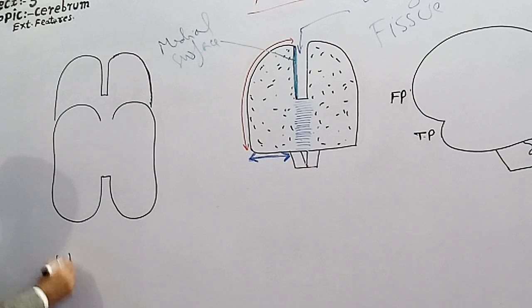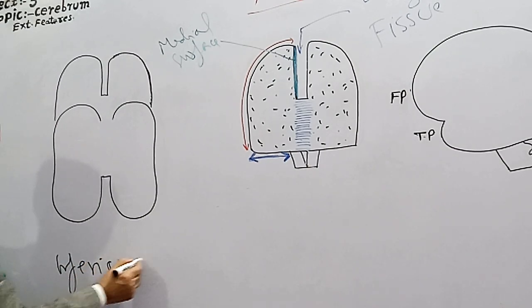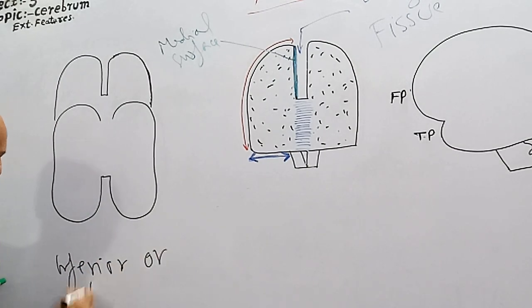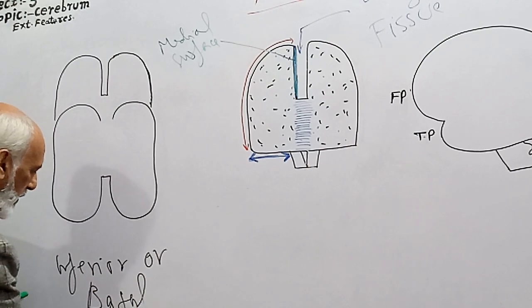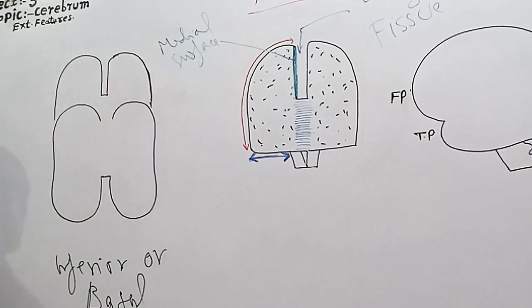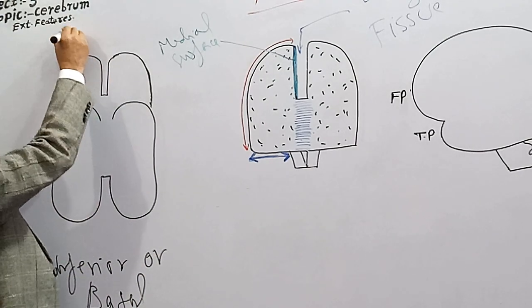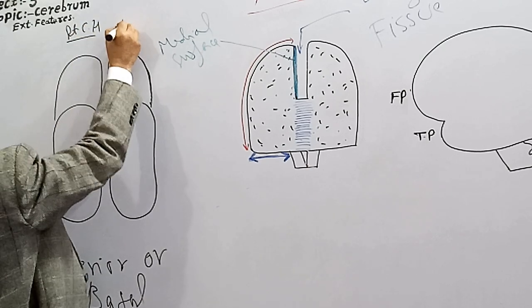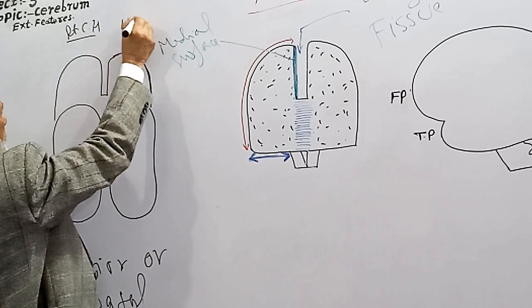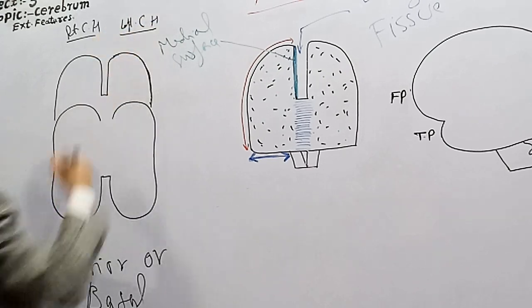Now this is inferior, also known as basal surface. This is inferior view of the cerebrum. You can see this is right cerebral hemisphere and this is left cerebral hemisphere.